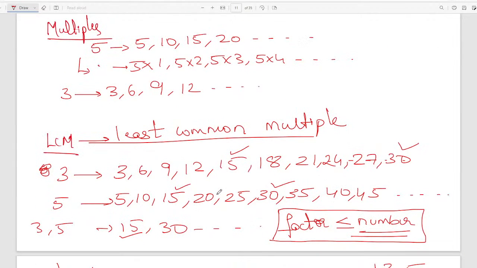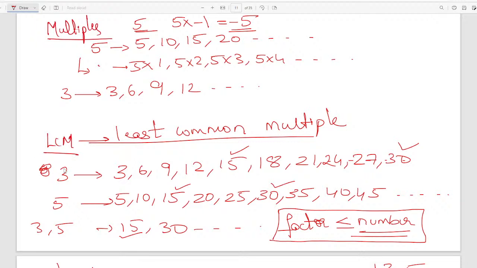And then multiples. Multiples are those numbers you get when you multiply a number with integers like 1, 2, 3, 4. Multiples can be negative and can also be positive. So if I multiply 5 by 1, I would get a positive multiple. If I multiply 5 into minus 1, I would get a negative multiple. Even minus 5 is a multiple of 5. And to calculate the least common multiple, note that the number of multiples can be infinite.